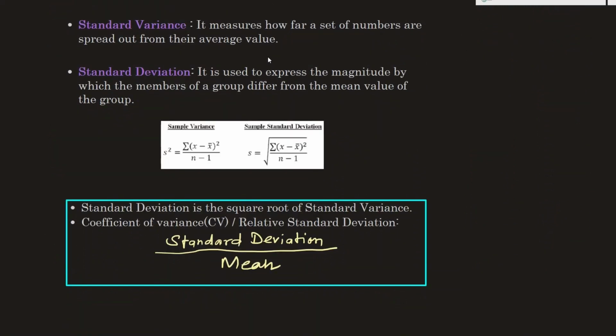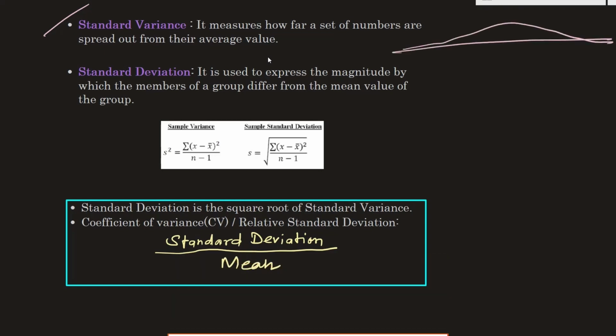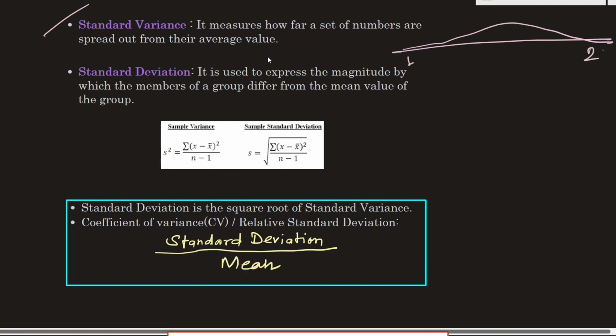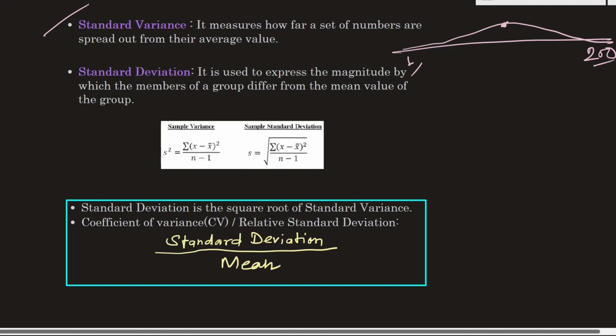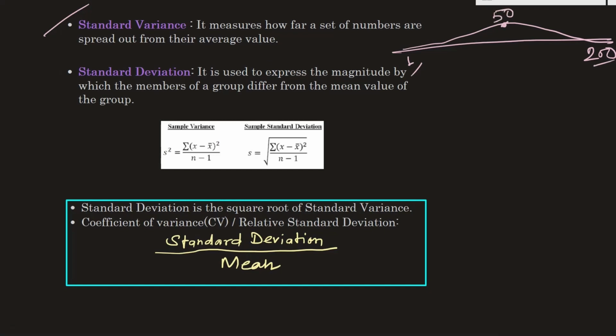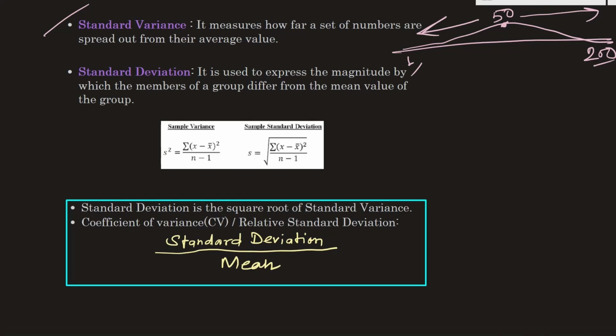Speaking about variance, let's first cover standard variance, which is a measure of how far a set of numbers are spread out from their average value, which I believe is not that difficult to understand. So let's say that you have a data set like this, which ranges from 1 to 200, which is nothing but the lowest and highest value. And if their mean is, let's say, 50, in that case, standard variance helps us to understand how far the set of numbers are actually spread out from their mean. Pretty much straightforward, no rocket science.